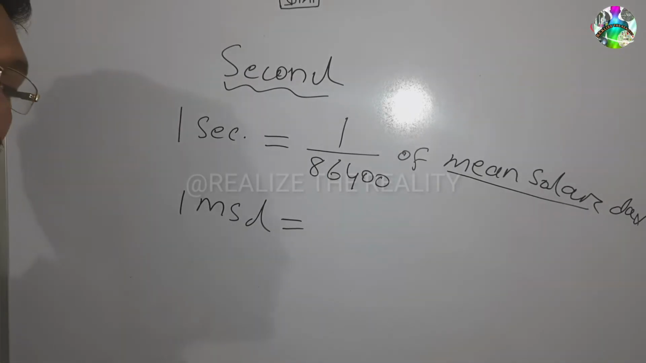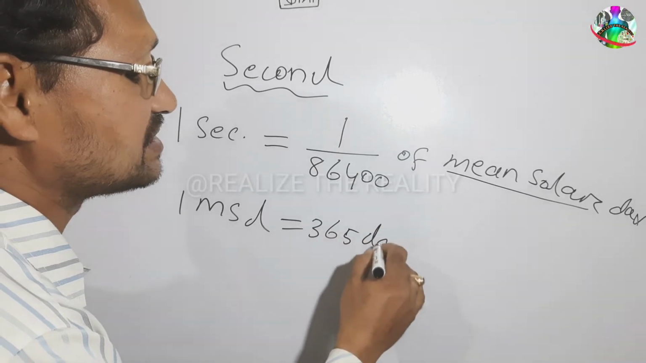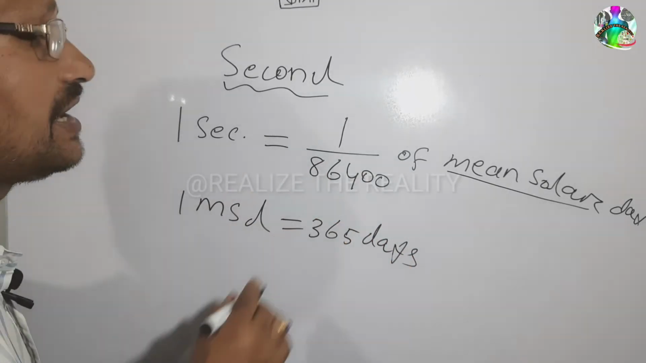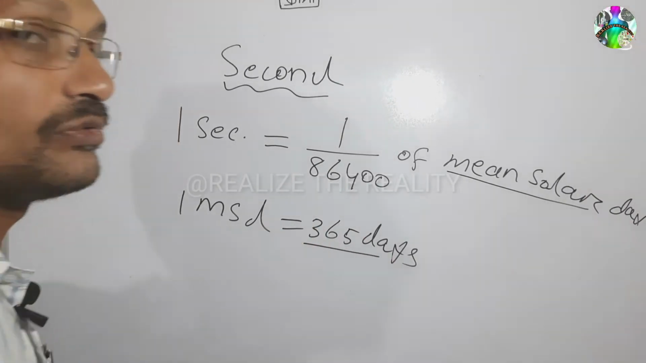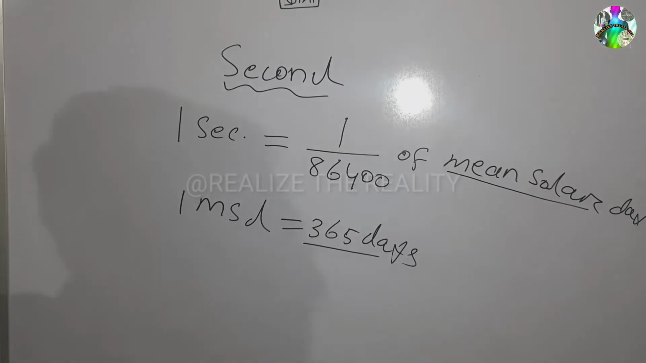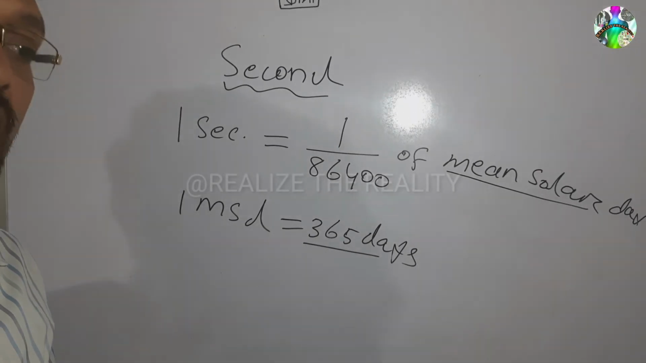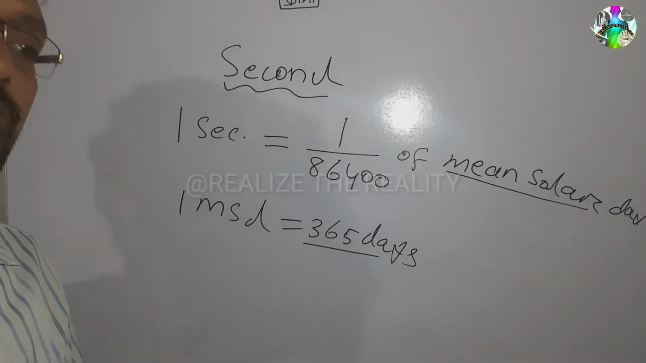What is that time, you know? That's near about 365 days. Okay, so 1 by 86400 of a mean solar day, that we can say is 1 second. And other common units we use for measurement of time are minute, hour, day, month, year. These are very common units we use.